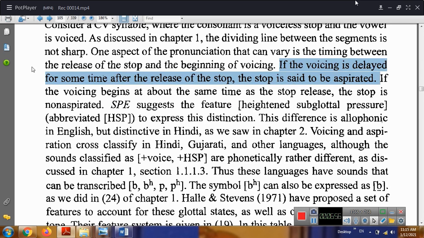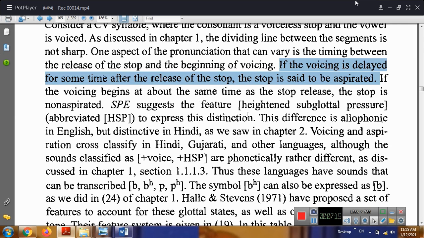If the voicing is delayed for some time after the release of the stop, it is said to be aspirated, like pa. If the voicing begins at about the same time as the stop release, the stop is non-aspirated.